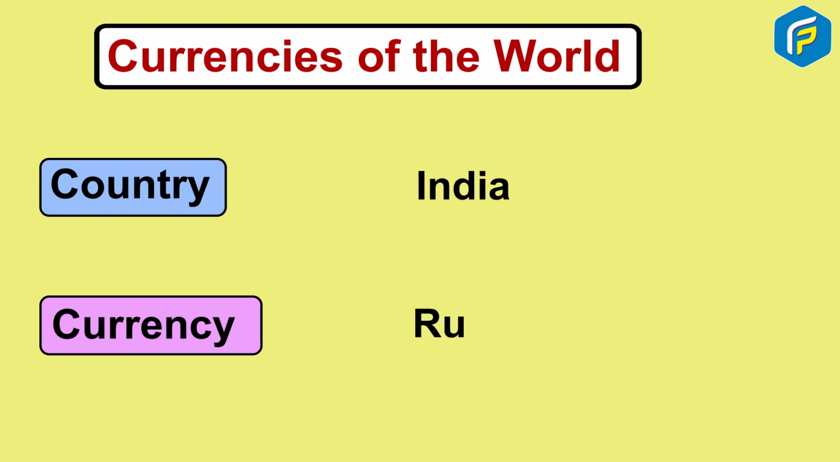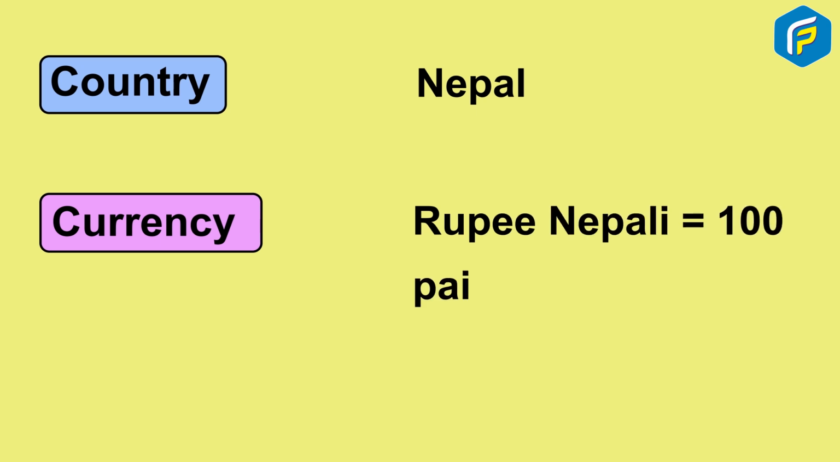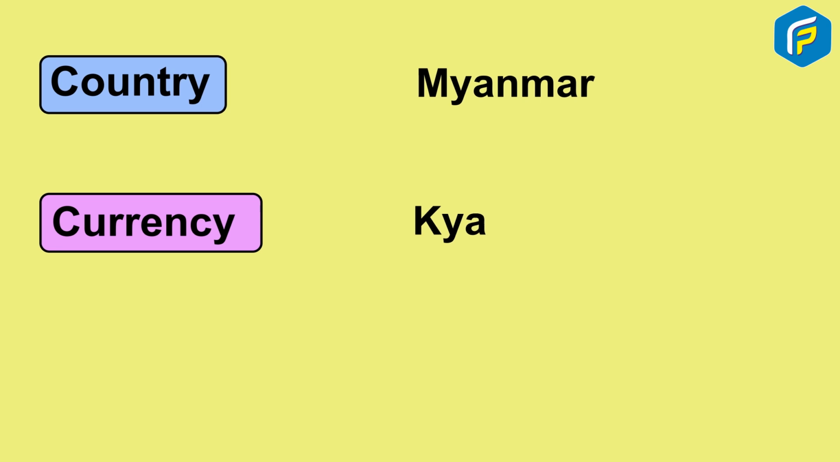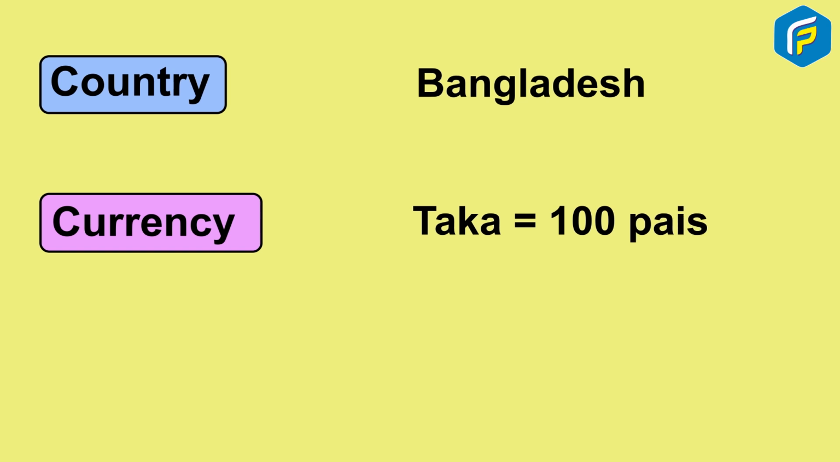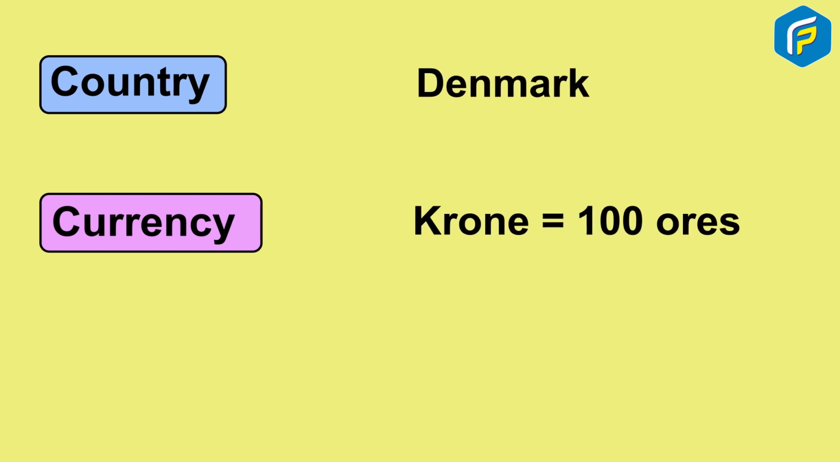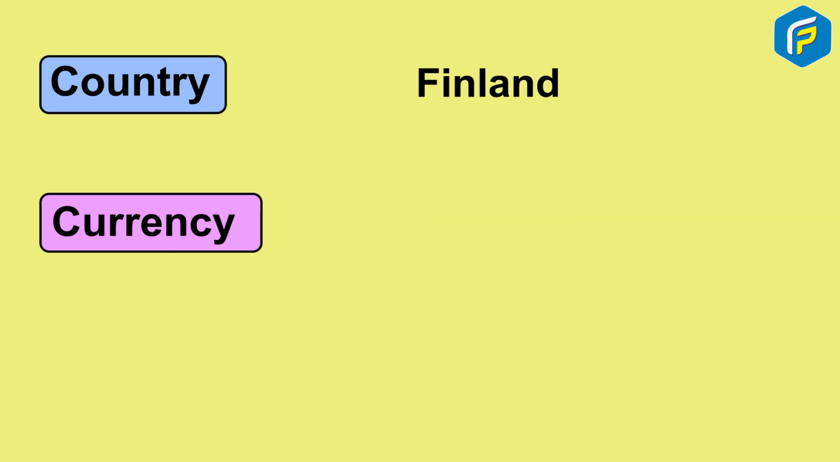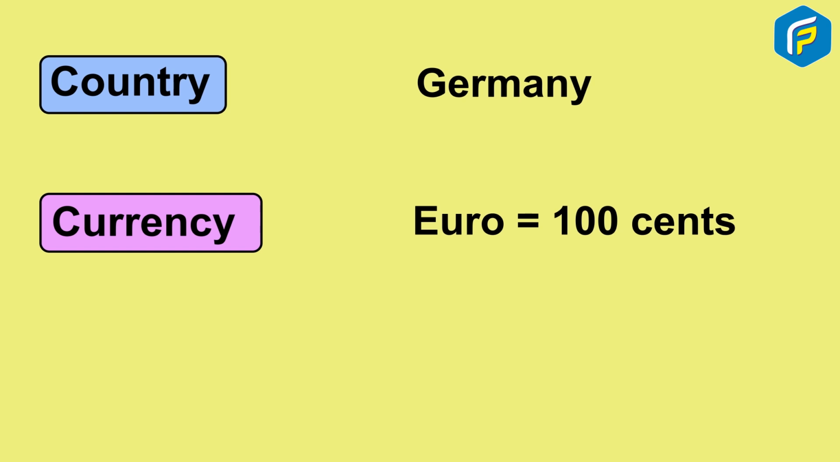Currencies of the world. Country, currency. India, rupee is equal to 100 paise. Nepal, Nepali rupee is equal to 100 paise. Myanmar, kyat, 100 pyas. Bangladesh, taka is equal to 100 paise. China, yuan, 100 fen. Denmark, krone, 100 ore. Egypt, pound, 100 piastres. Finland, euro, 100 cents. Germany, euro, 100 cents. France, euro, 100 cents.